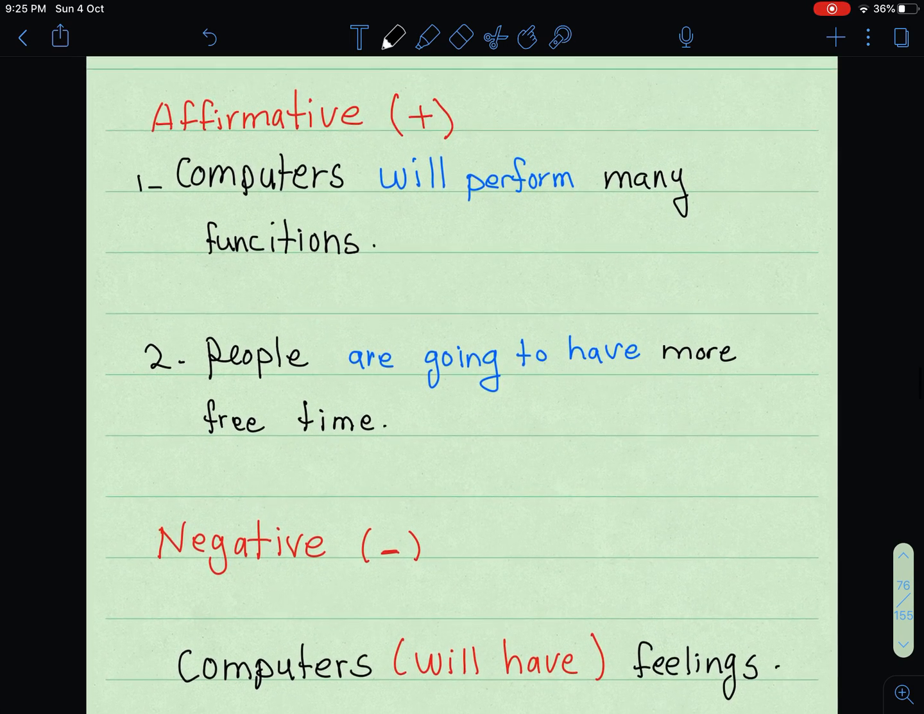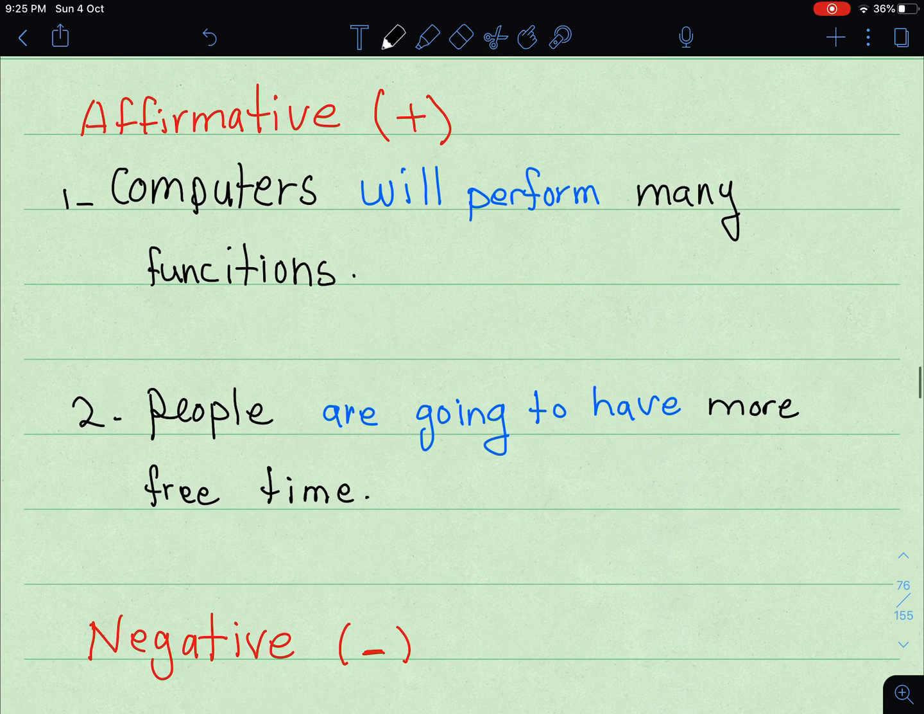As for the affirmative statements, okay, affirmative, the positive sentences, let's take a look. Computers will perform many functions. Here you can see that this is the future tense, will plus the verb in the base form with no ending, and this is mainly to make a prediction about the future. So computers will perform many functions.